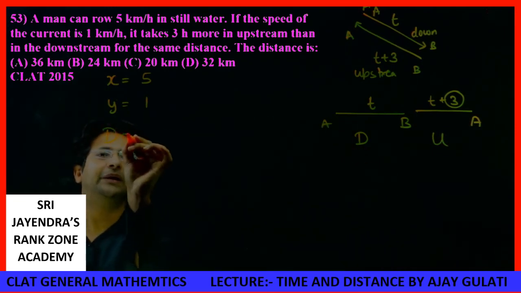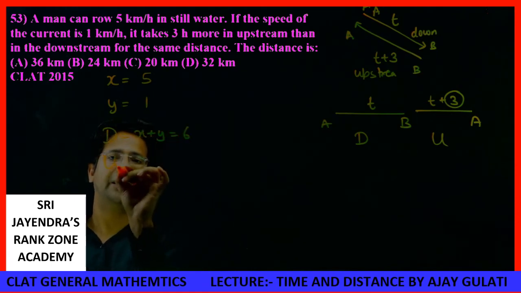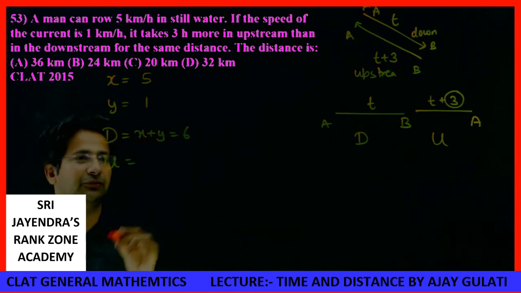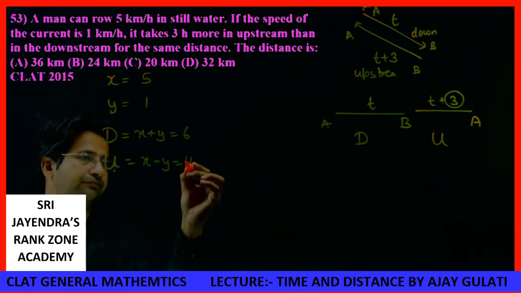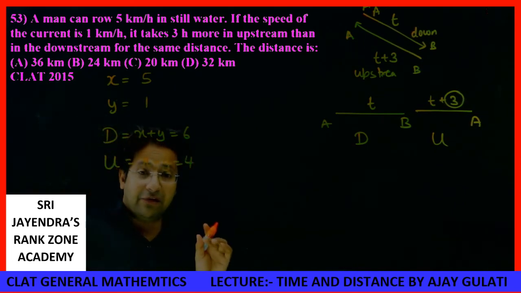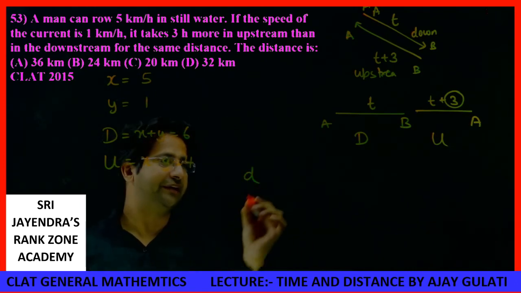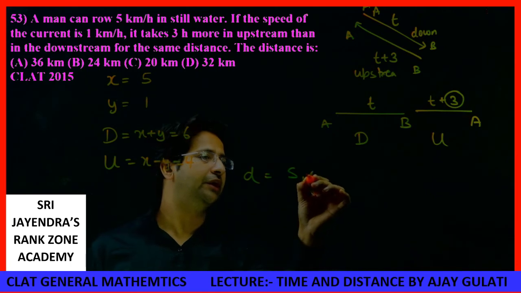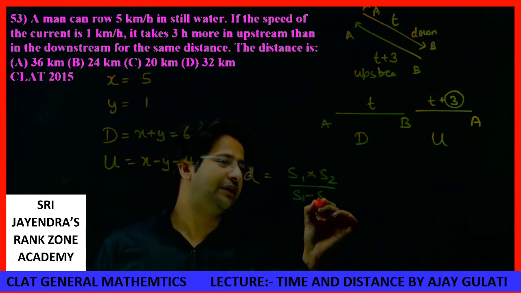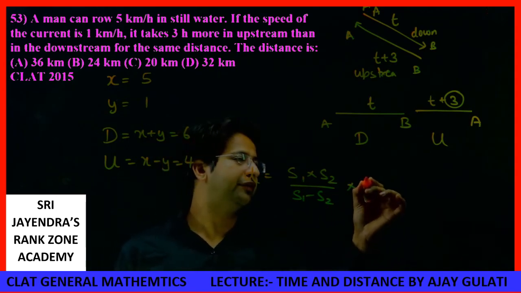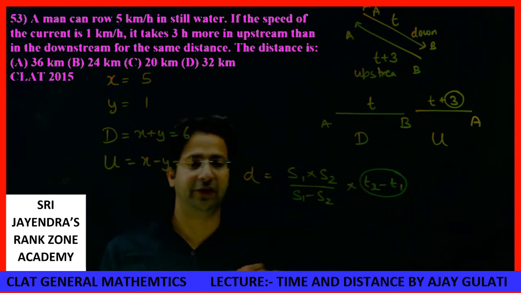This downstream speed is x plus y. This is equal to 6, and upstream speed is x minus y. This is equal to 4. If you remember, I told you a formula. What is the formula for distance? Distance is speed 1 into speed 2 upon difference of speed s1 minus s2 into difference of time t1 minus t2 or t2 minus t1. I told you a formula in this video itself.